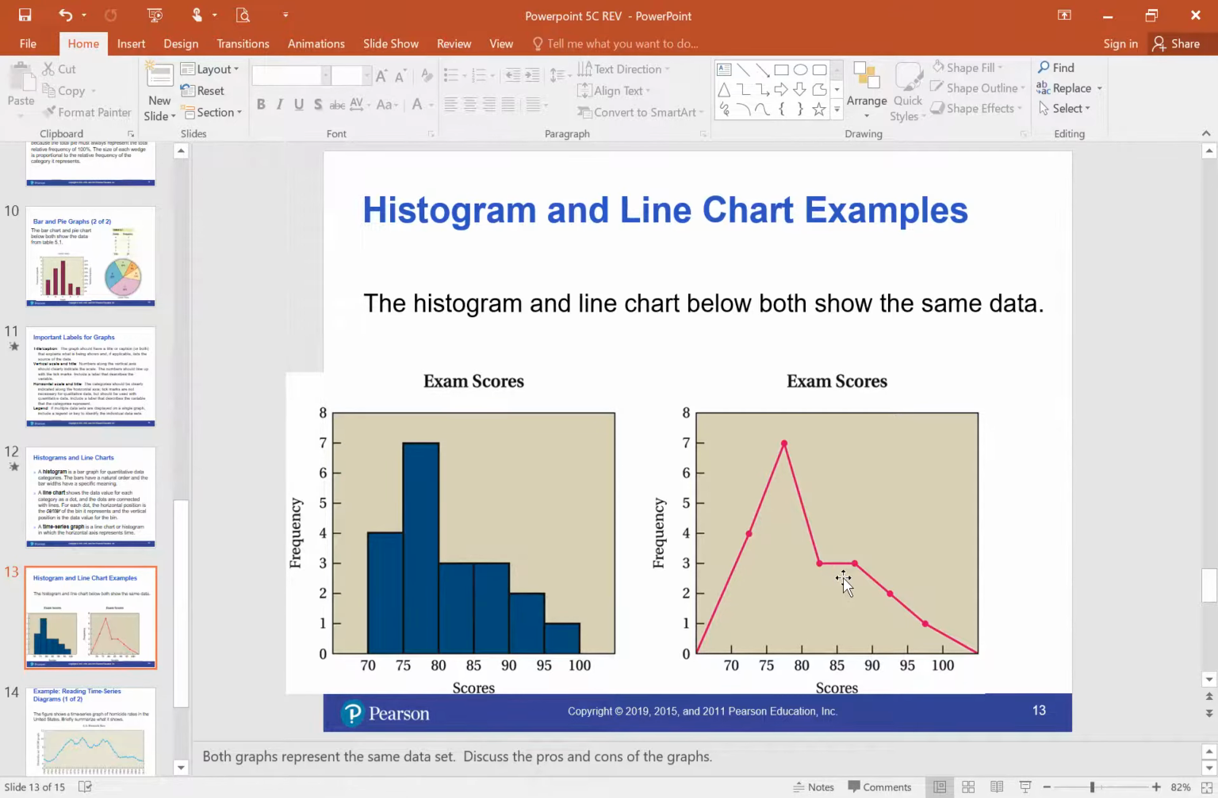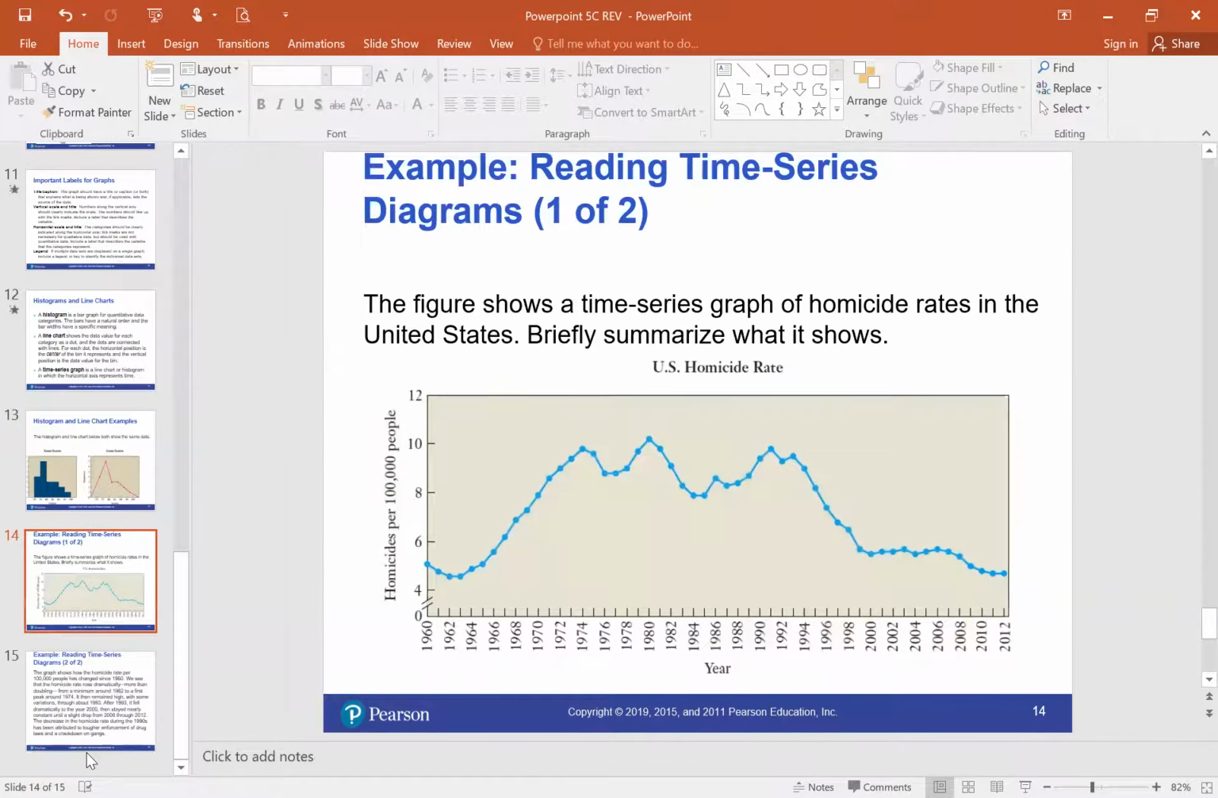So it looks like they're using the same chart I had a while ago, because I remember having 2 equal right here. So my 80 to 85, 85 to 90, both of those categories had 3 each, and so on. So y'all, that's your histogram and line chart. Now remember, the next one is going to be this time series chart.